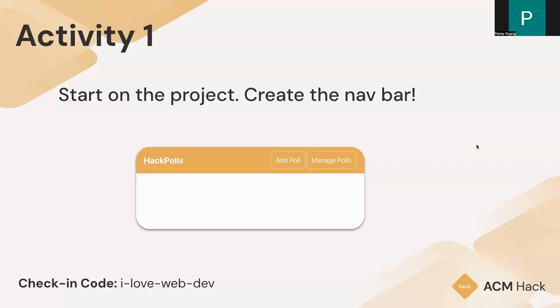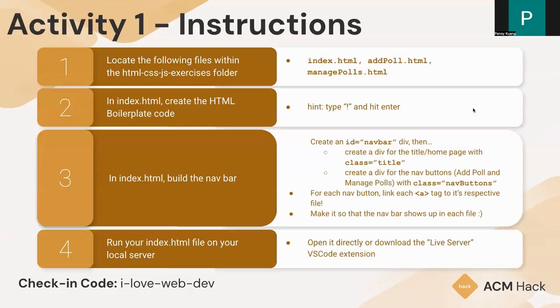So the first activity we'll do is to start on the project and create the nav bar. And then eventually after styling, the nav bar will look like this. So here are the instructions. You can follow along with each step after forking the repo that I showed you earlier. You can follow the instructions to do the first activity.